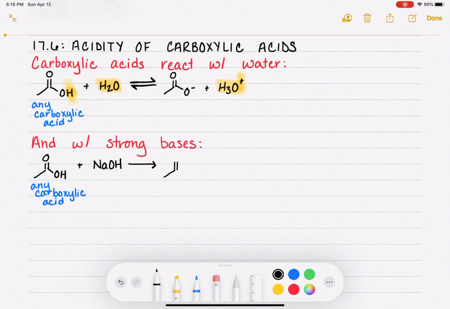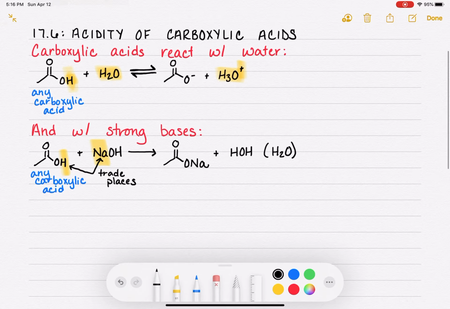And in this reaction, we get the hydrogen from the carboxylic acid, the OH, trading places with the sodium of the base, the sodium hydroxide. So we get the hydrogen of the carboxylic acid trading places with the sodium from the sodium hydroxide. So these two are just trading places. Now this HOH, that's just another way of writing H2O. It's like a condensed formula, HOH and H2O. It means the same thing.